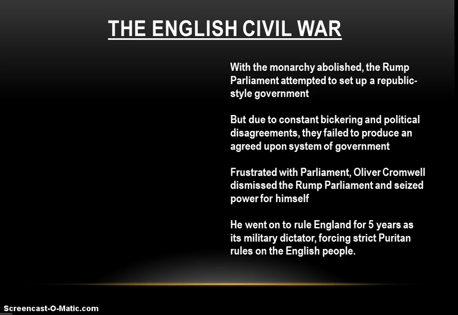Well, eventually, Oliver Cromwell, frustrated with the constant bickering, uses the military, of which he is still in charge, dismisses the Rump Parliament and seizes power for himself. And he goes on to become a military dictator that would rule over England for the next 5 years, enforcing strict Puritan laws on the people of England.